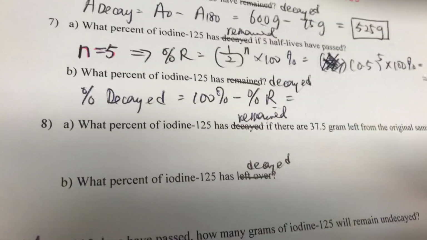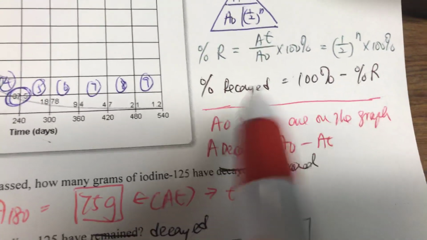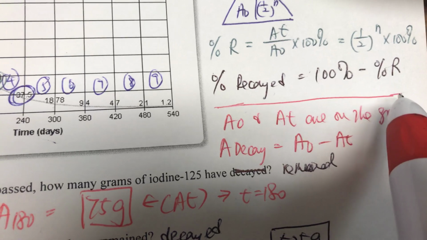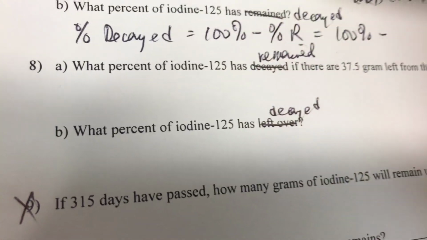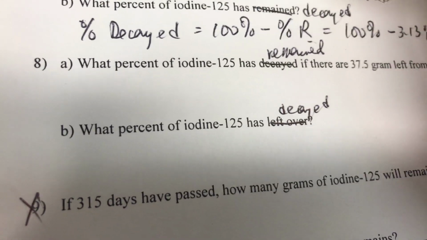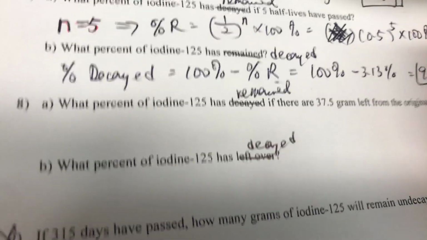I'm going to rewrite the formula here again because I know some people did not get that right away. So 100% minus percent remaining. I get this formula from here. This is just simple algebra: original minus how much left over will be how much you got. So 100% minus 3.13%, and you should get 96.87%.